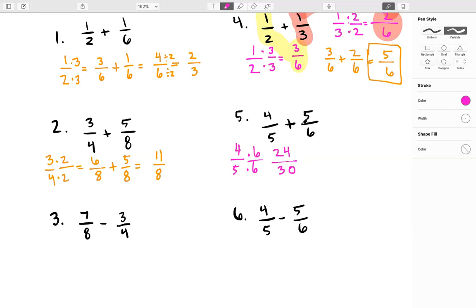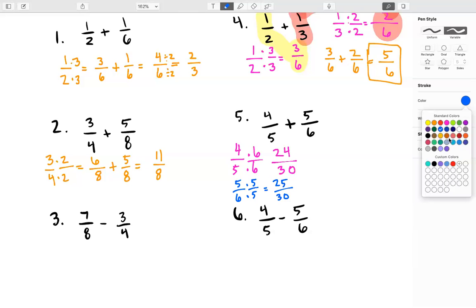Now, can we rewrite this thing with a denominator of 30? Of course. So let's do that. 5/6 times 5 over 5, because you know 6 times 5 is 30, equals 25 over 30. Now we have two fractions that have the same denominator, and therefore we can add them together.